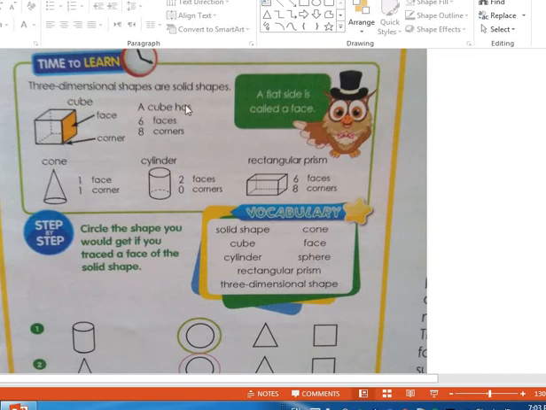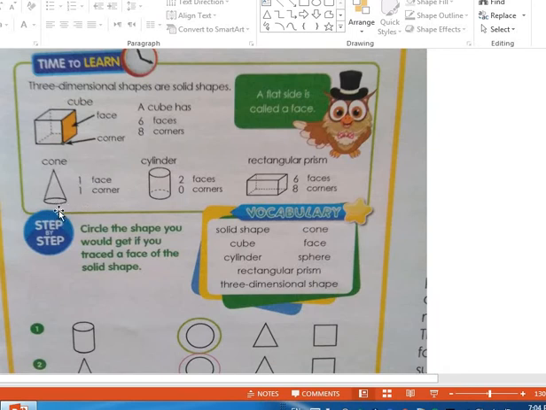So the cube has, if you have a cube at home, bring it and let's see how many faces. How many faces does the cube have? Let's do it. I have 1, 2, 3, 4, 5, 6 faces. And how many corners? 8 corners. 1, 2, 3, 4, 5, 6, 7, 8. So 8 corners. Okay. And for the cone, how many faces?